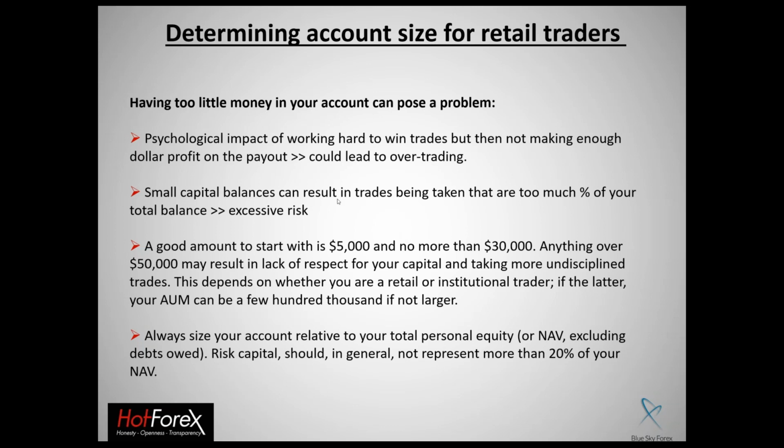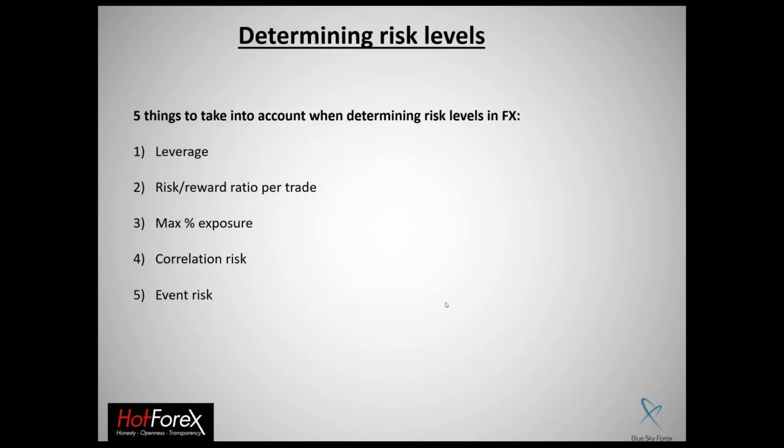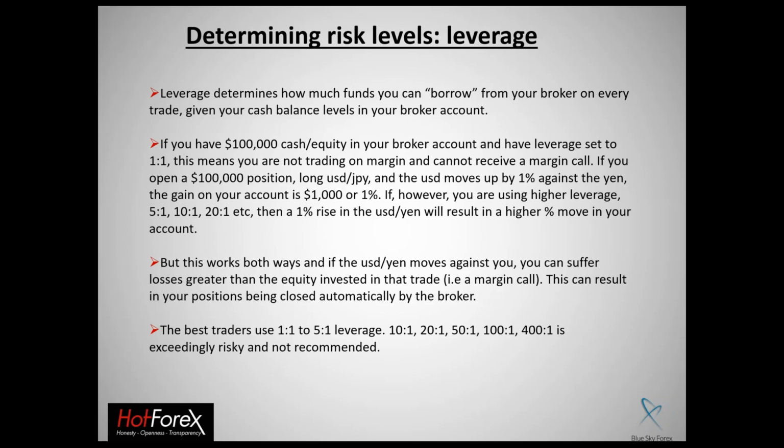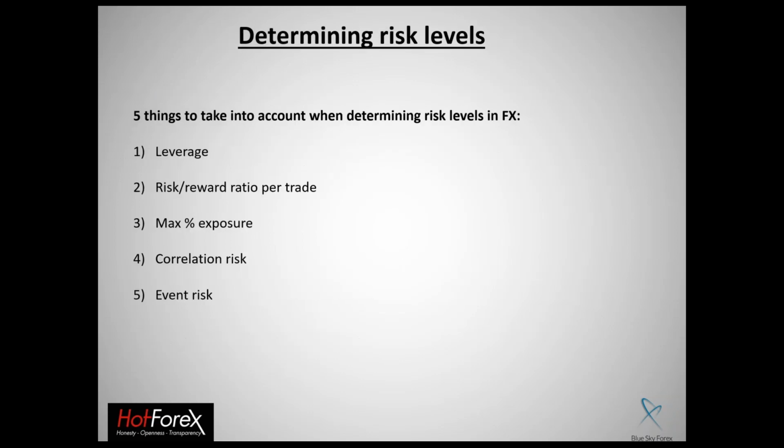I think we already went over everything that is on this slide. Now, determining the risk levels that you apply when you are making your trade decisions. Okay. There are five things to take into account. First and foremost is leverage. We'll get into leverage in a bit more detail on the next few slides. The next thing is risk-reward ratio per trade, and of course this translates into risk-reward ratio per trading session.